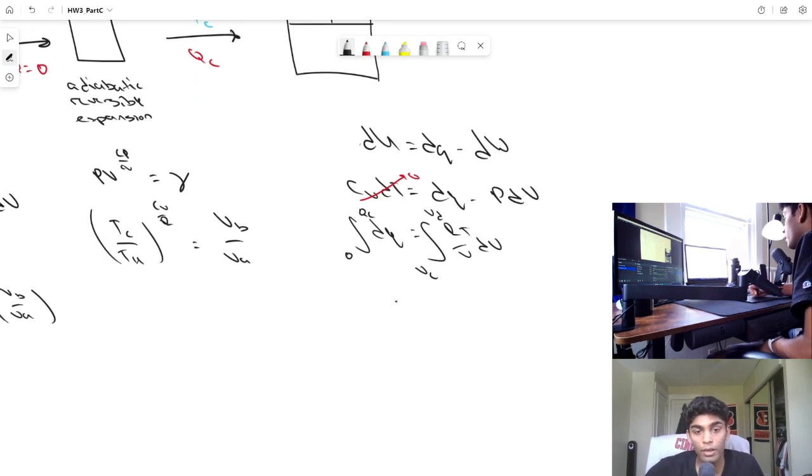And so what we end up with is QC is equal to RT times the natural log of VD over VC. And that's the relationship we'll use from going to point C to point D.